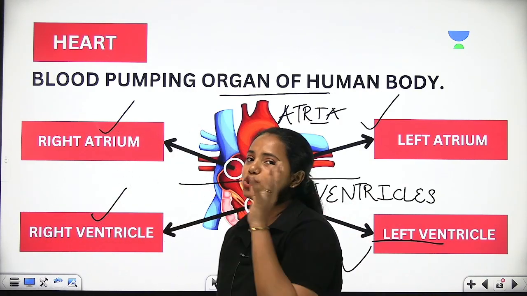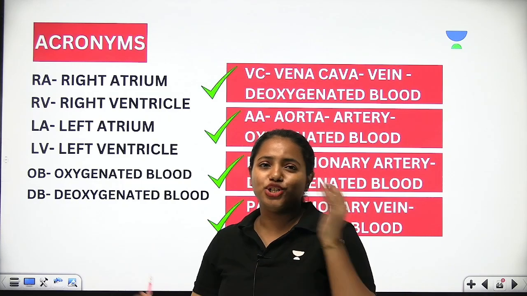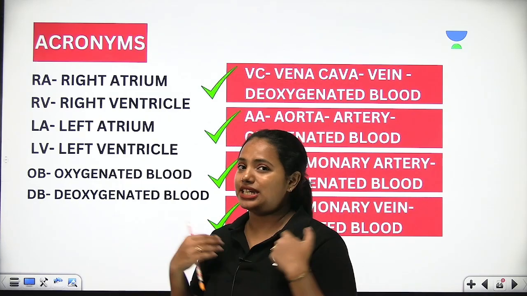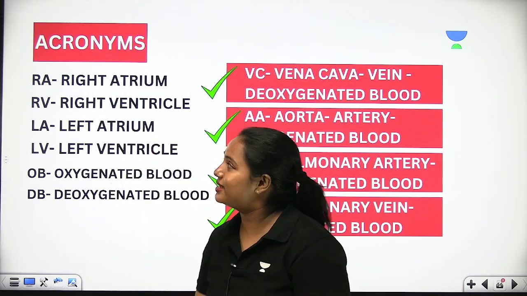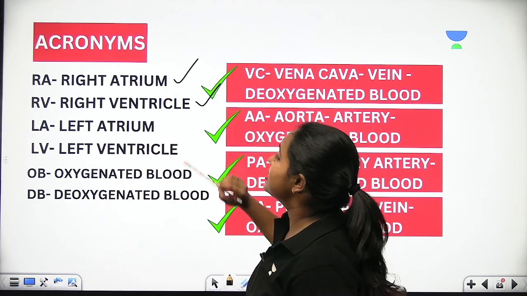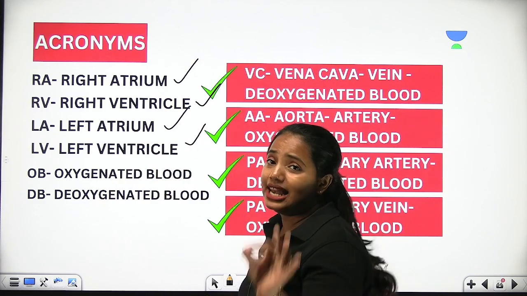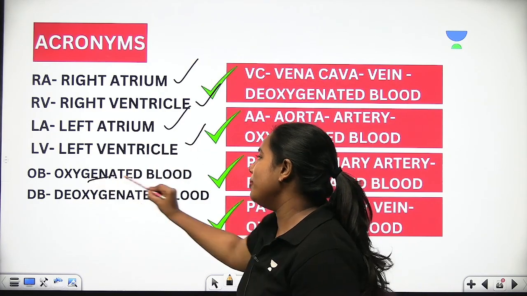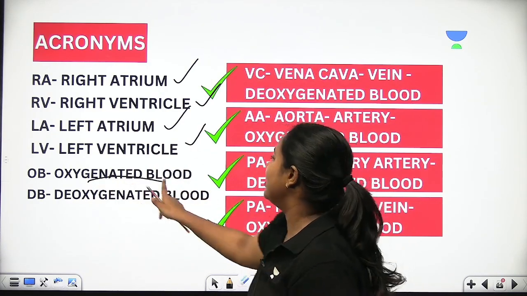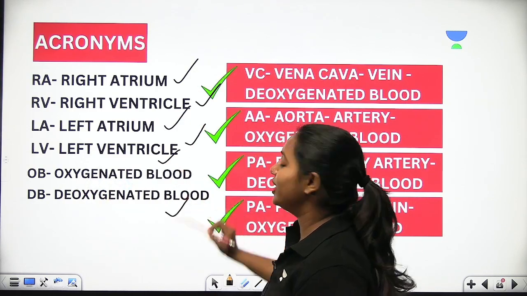And now we are moving towards the next one: acronyms. Acronyms are very essential to learn the blood flow that happens inside our heart, and that is why we are learning all these. So RA represents right atrium, RV represents right ventricle, LA represents left atrium, LV represents left ventricle. Similarly, OB represents oxygenated blood, whereas DB represents deoxygenated blood. So please write down these terms.